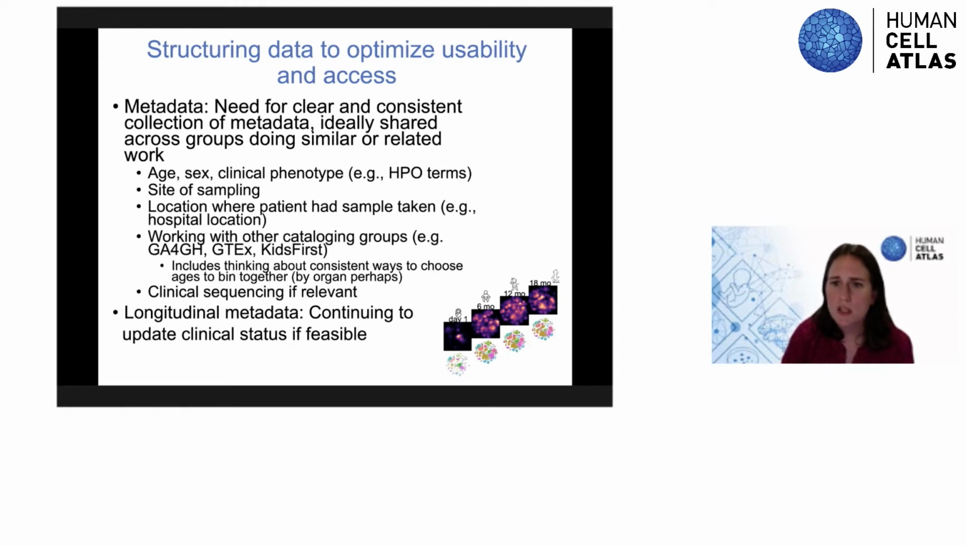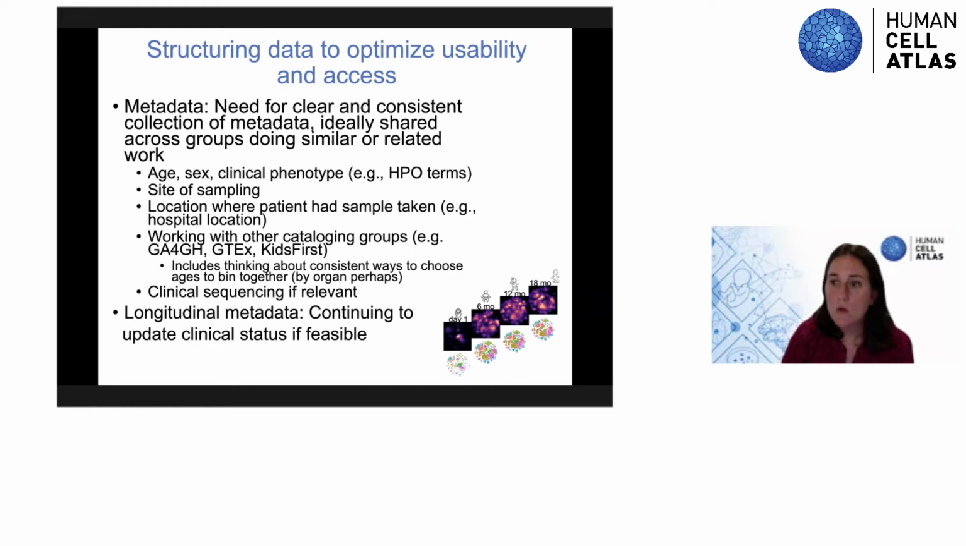And some of this amplification would be helpful around pediatric issues specifically, thinking about, and then of course, the location of the sample, both in terms of on the patient and where on the earth. But then thinking about with these cataloging groups, how do we think about ancestry? How do we think about what ages we can bin together? How do we think about puberty?